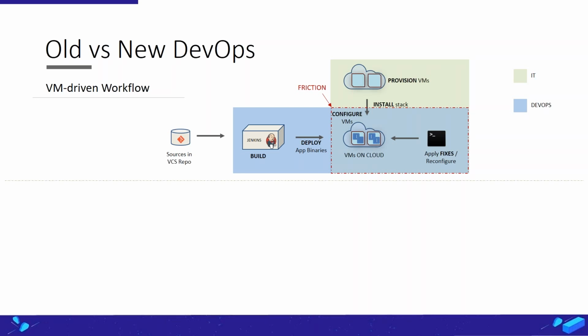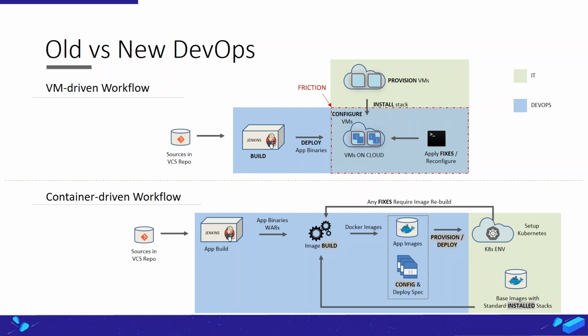So as you can see, there's a lot of mix and match of the responsibilities over here, and that is something that we typically tend to describe as friction. So let's now look at the container-driven DevOps workflow. So the first few steps are still required. You still have your sources, you still need to build those, you still need to generate your application binary. But now, after that, things are a little bit different.